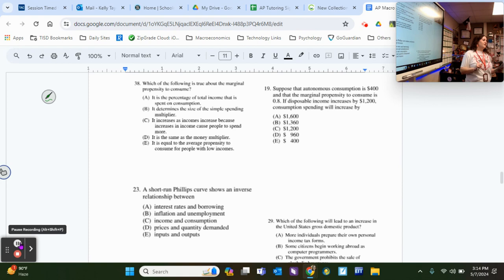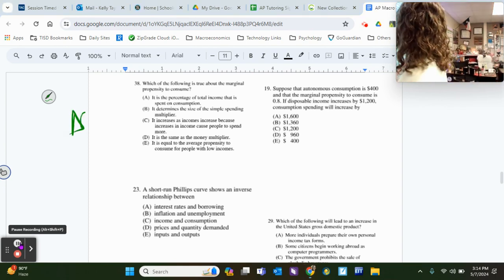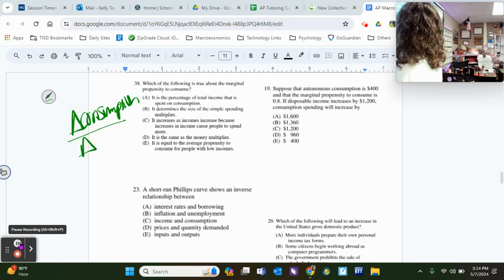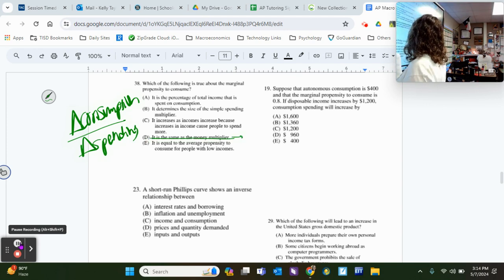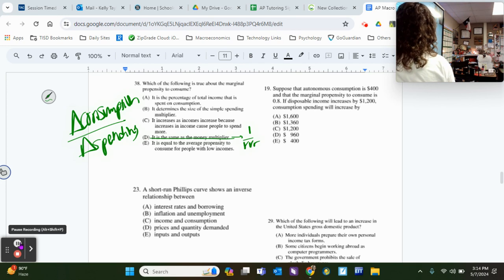All right, let's do 38 and 19. 38 is just a definition question, no real application. It says which of the following is true about the MPC, the marginal propensity to consume. The equation for MPC is change of consumption over change of spending. It is not the same as the money multiplier. The money multiplier is 1 over RRR. That's completely different. It is not equal for people of low incomes. That doesn't make any sense. E is no.